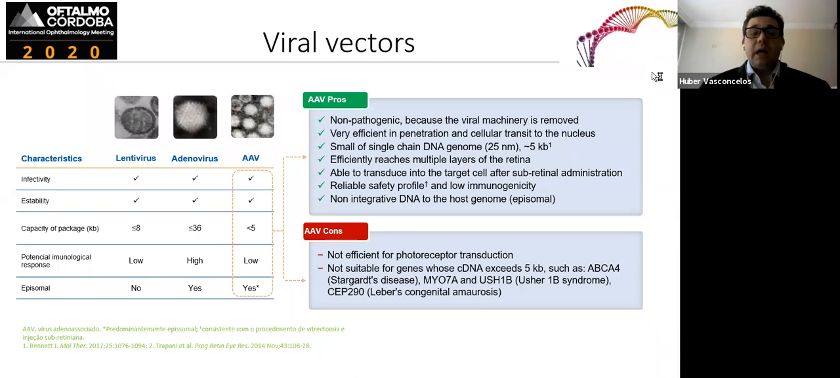The AAV is the one that is most used, with a lot of pros: it very efficiently reaches the retina, is able to transduce the target cell, and is a very reliable and safe viral vector. It has some cons, which is the capacity to carry only a small amount of gene, up to 5 kilobases, and that makes it unable to carry some genes like ABCA4, myosin 7A, among others. The lentivirus can then be an alternative for that spectrum of problems.